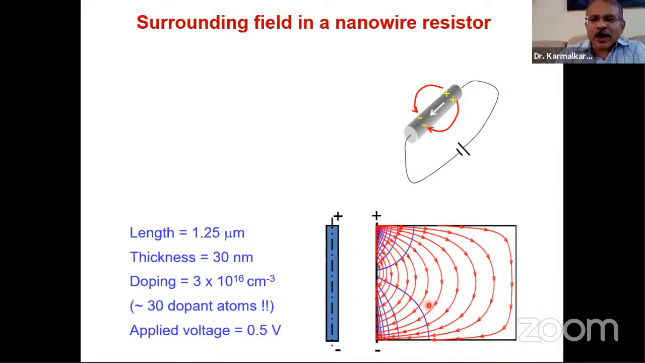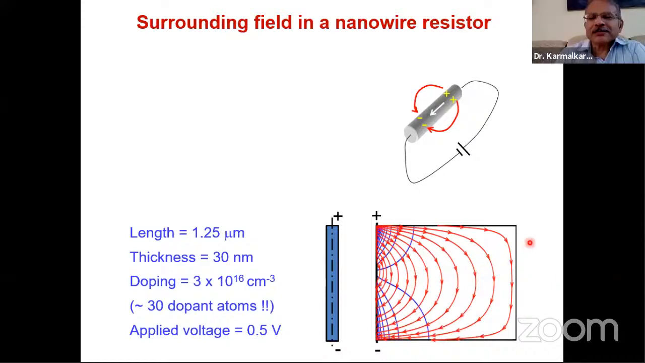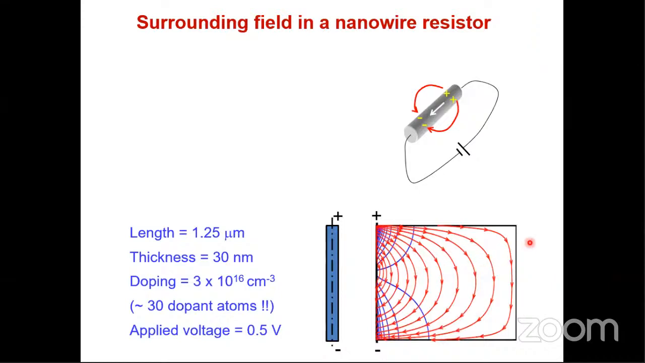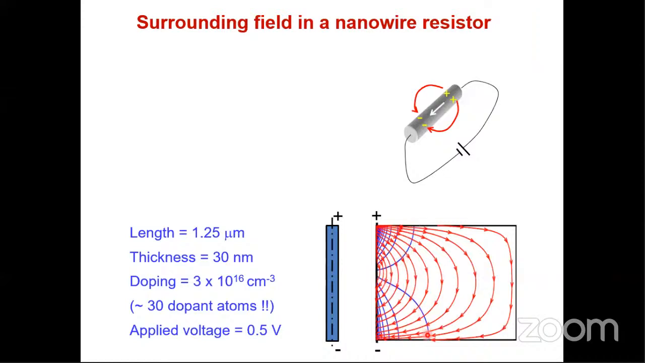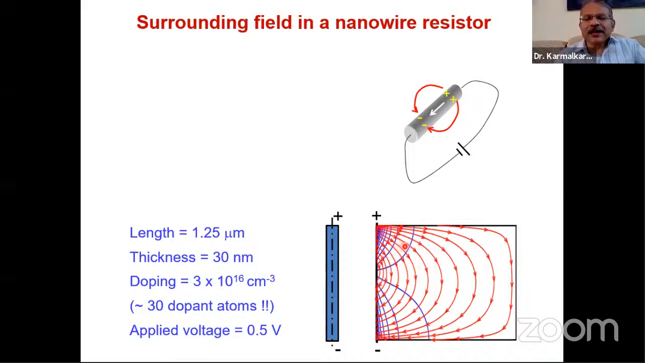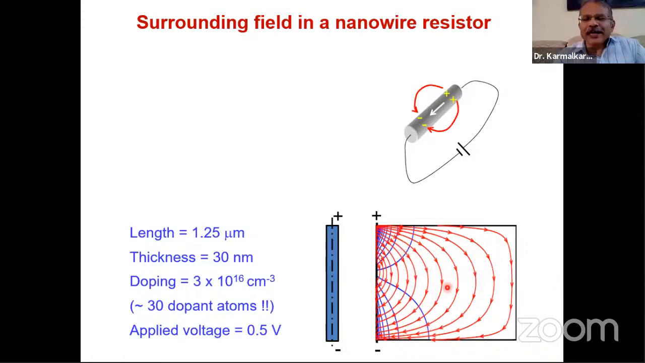Then can someone tell me what these blue lines are? What are these blue lines? Lines in the material, sir. Field lines inside the material, sir. No. The field lines will have an arrow, right? These blue lines don't have an arrow. So what are these blue lines?